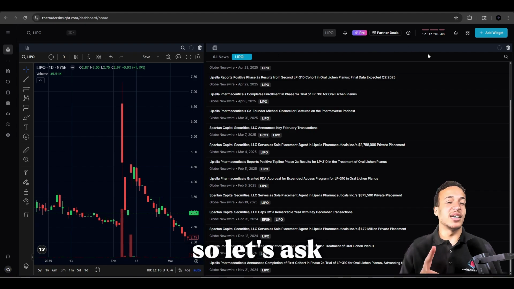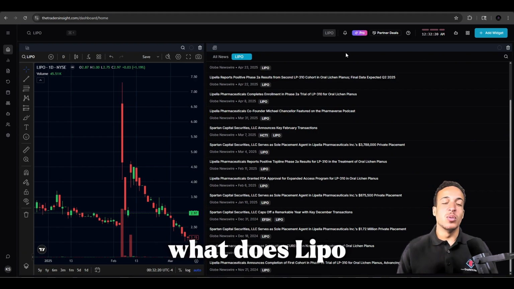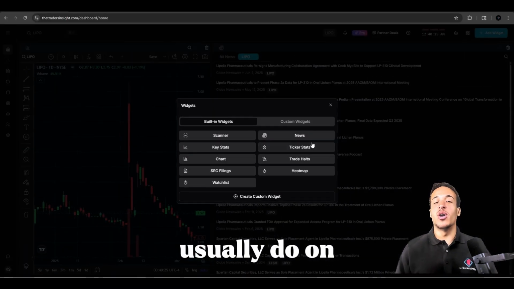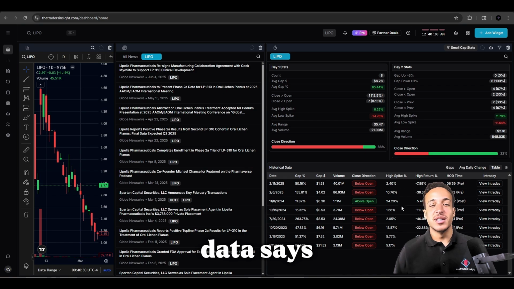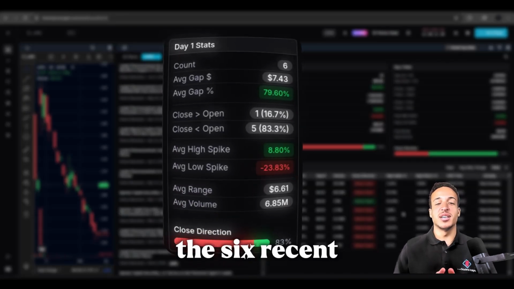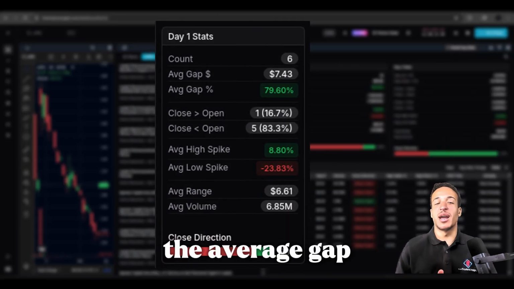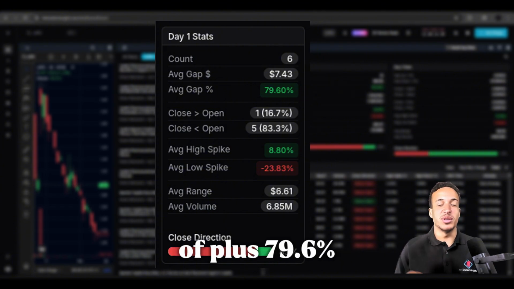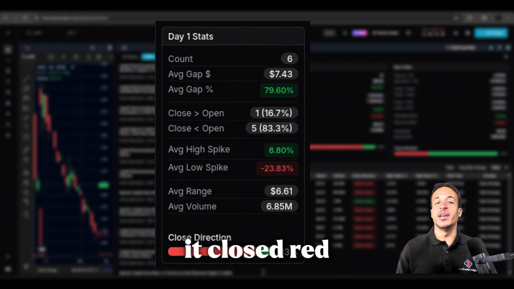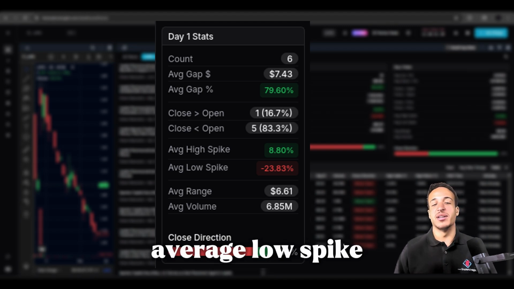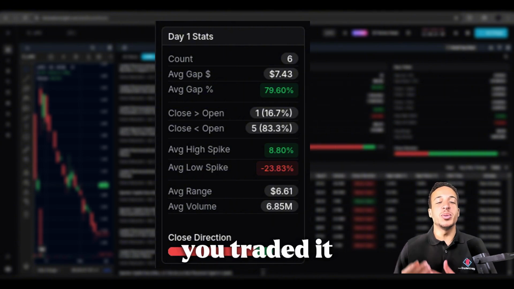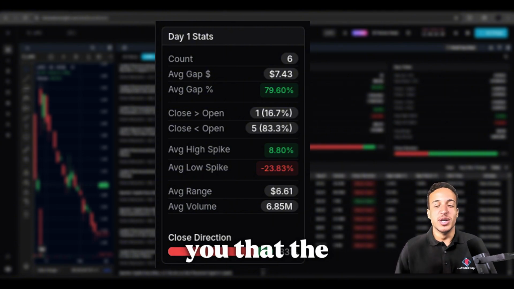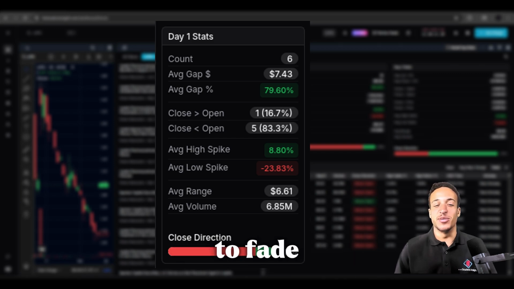So let's ask ourselves the real question. What does LiPo usually do on a gap up day like this? Here's what the data says. Based on the 6 recent setups, the average gap was plus 79.6%, and it closed red 5 out of 6 times. They had an average low spike of negative 23.83%. So even before you traded it, this data told you that the ticker is likely to fade.